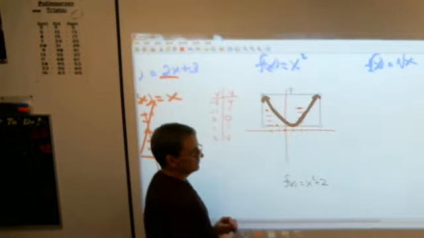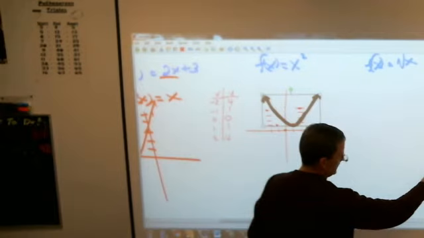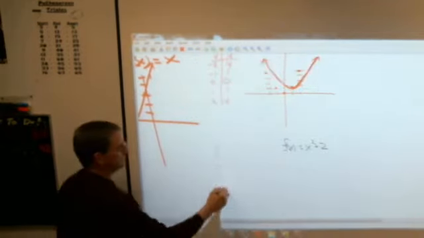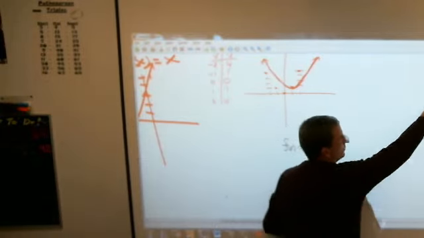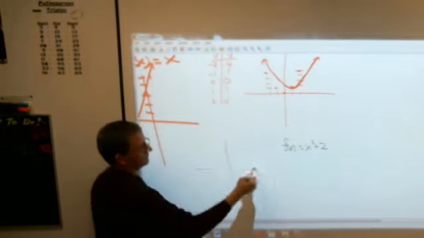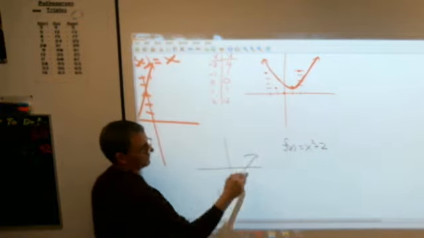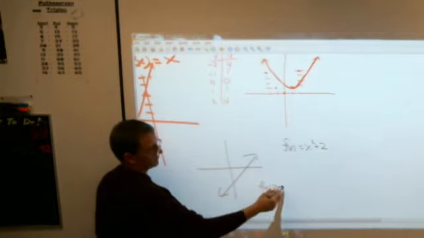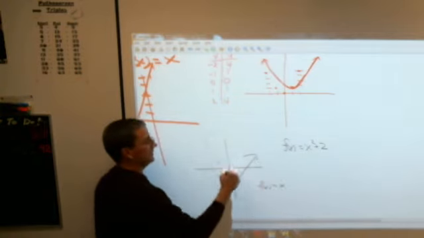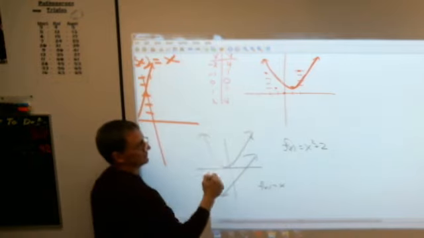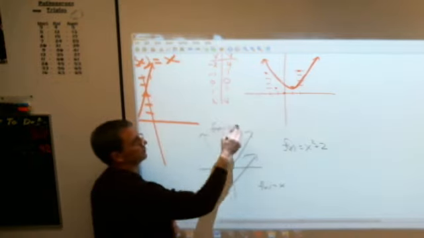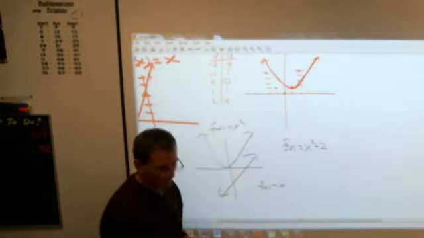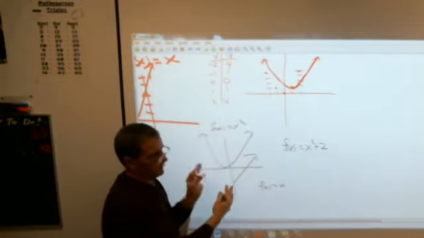Got that? In review. Here's your graph. You see a line like this, it's a linear equation. That is just f of x equals x something. If you see this, you know right off the bat that it's got an x squared in it somewhere, because that's the shape. We call those the parent graphs. The parent, because that's just the general look of it.